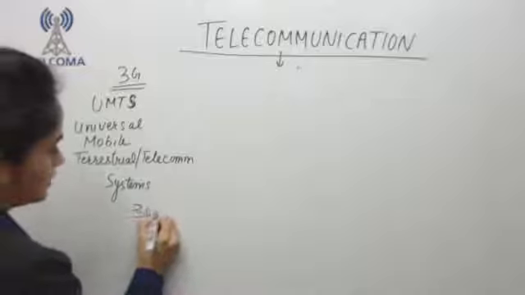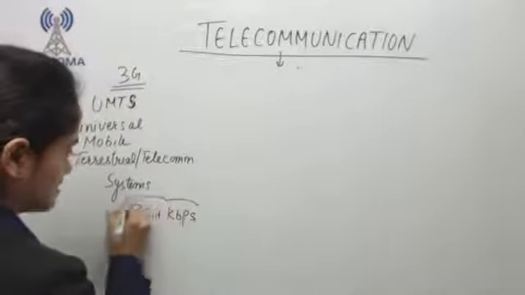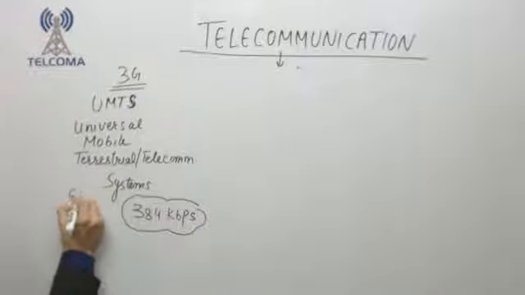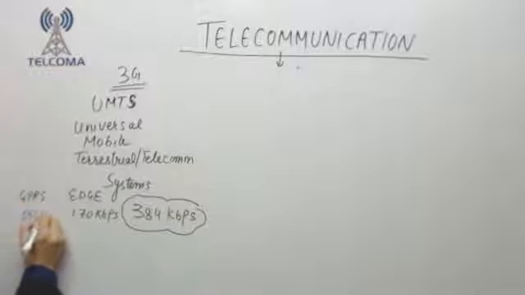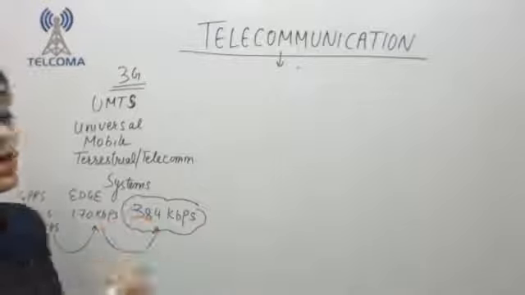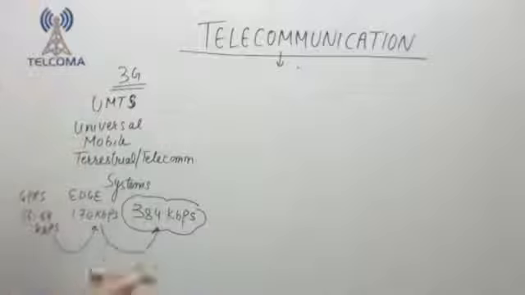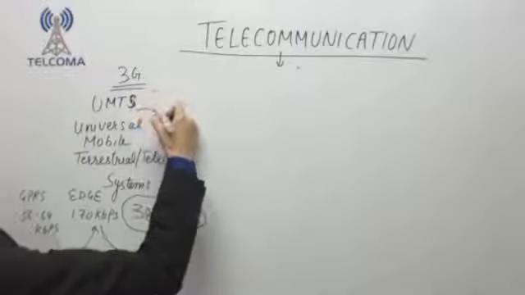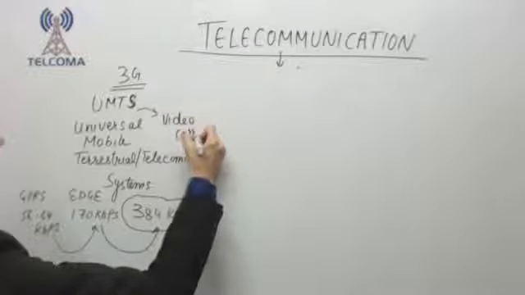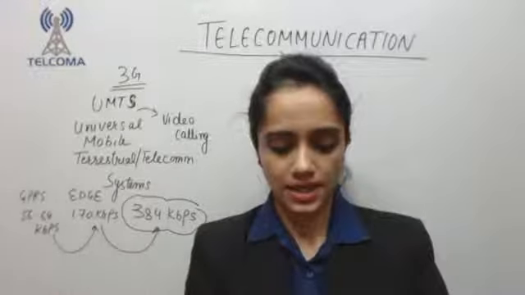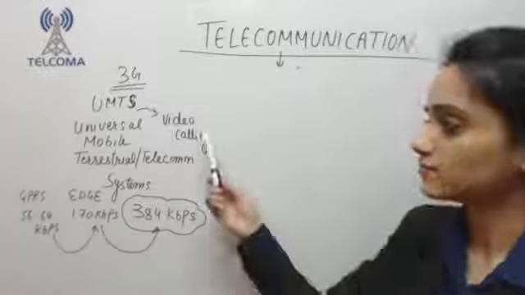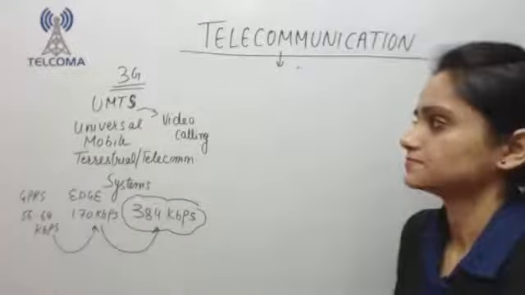UMTS gives us a data rate of 384 kbps, whereas earlier for EDGE we have around 170 kbps, and for GPRS we have 56 to 64 kbps. That means we can see an increase in data rate, which is what we require in our new generations. UMTS, which is 3G, also has the feature of video calling. Because now we have smartphones, we can have video calling as well as voice calling, and that requires more data rate, which is offered by 3G.